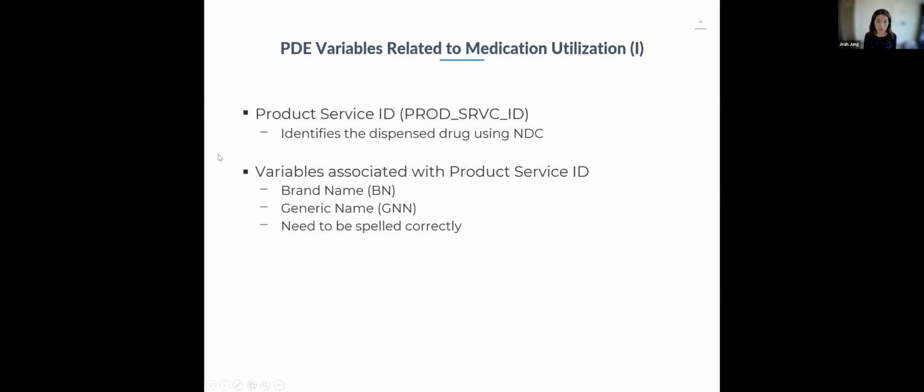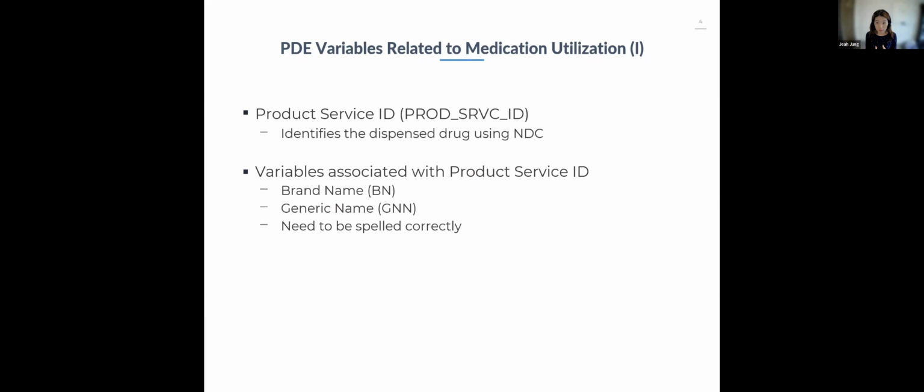So the first thing: you're going to study medication utilization, and that's why you want to use Part D data. So what do you need to first decide? What drug you're going to study, right? You have to first decide what drug you are interested in. That's in the product service ID, which we just looked at, and this is NDC information.